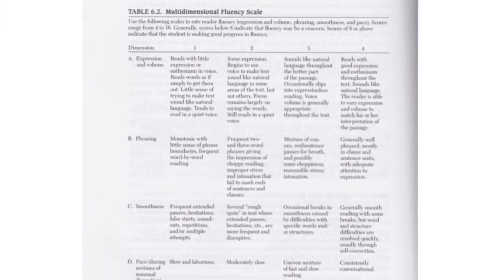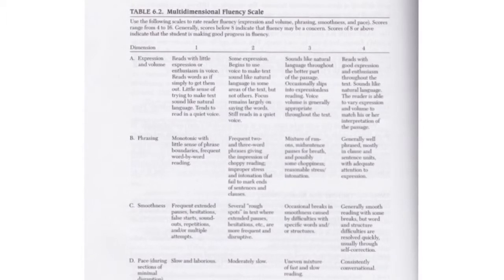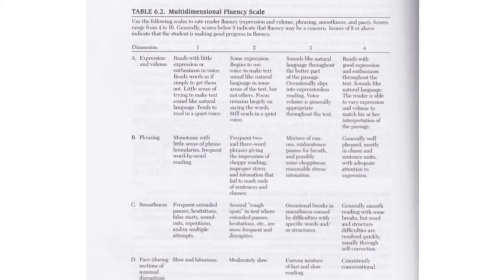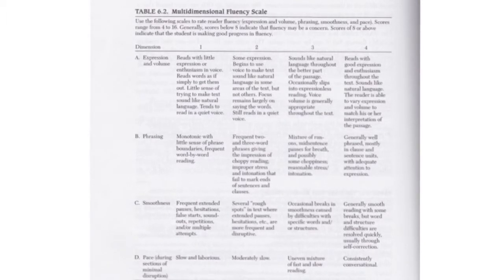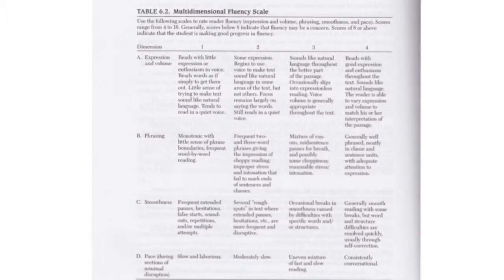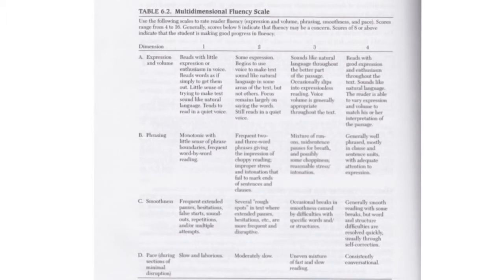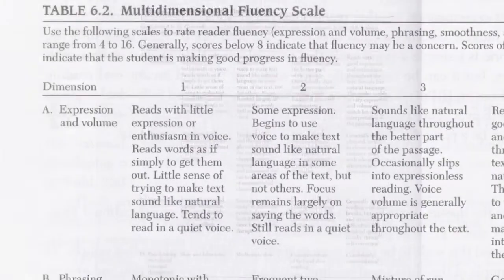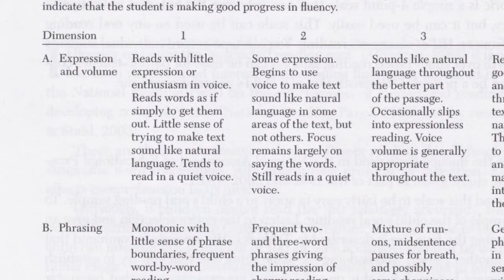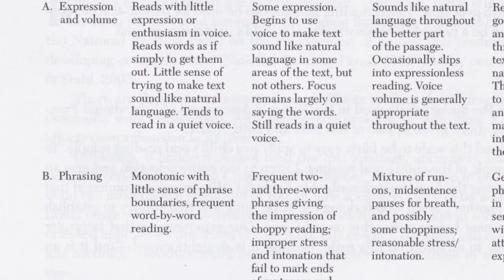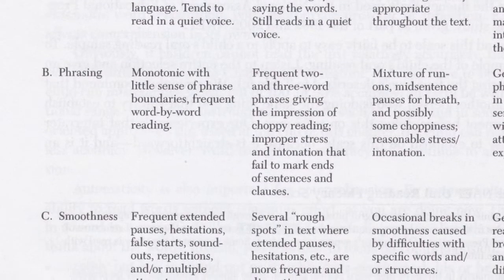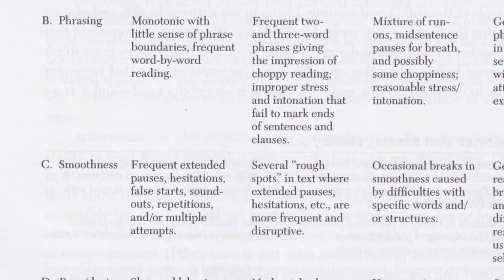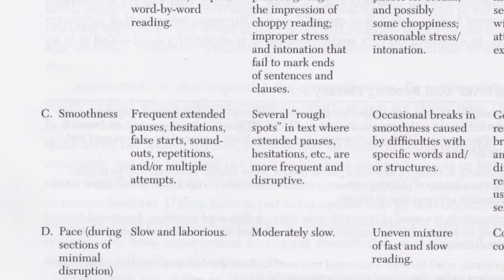Prosody is an area that takes a little bit more teacher discretion to determine. However, rubrics and scales, such as the one seen on the screen, will often help educators judge where a reader would fall within their fluency. This scale in particular focuses on expression and volume, phrasing, smoothness, and pace. Now, you will become more familiar with this scale once you perform the activity following the webinar.